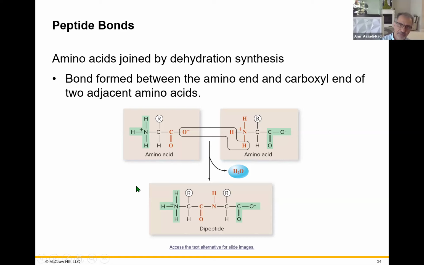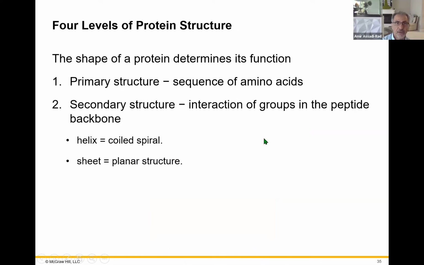So this is a dipeptide molecule. The name of the molecule is dipeptide. The name of this molecule is amino acid. The name of that molecule is amino acid. Okay, the shape of a protein determines its function. Primary sequence is just like this. Primary is the amino acids in a chain like this.